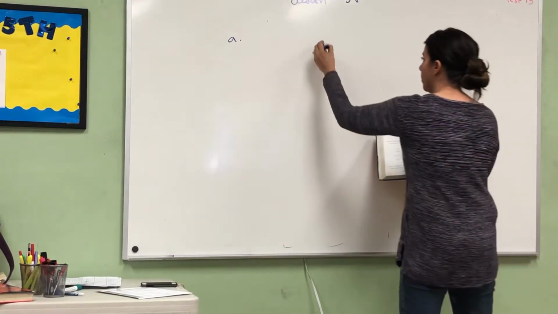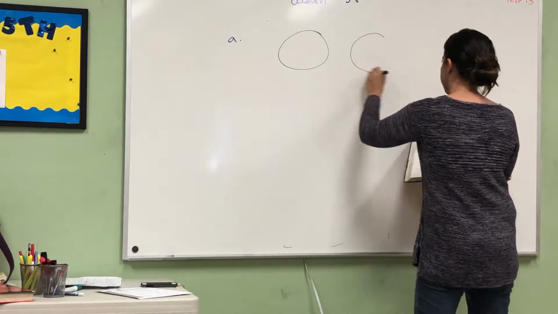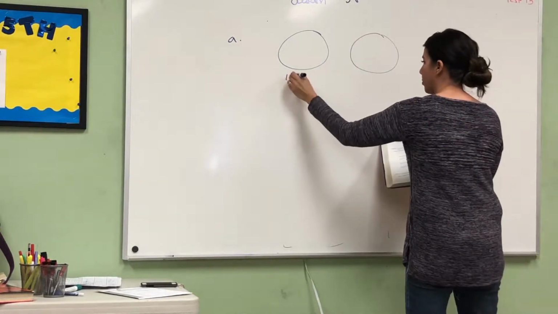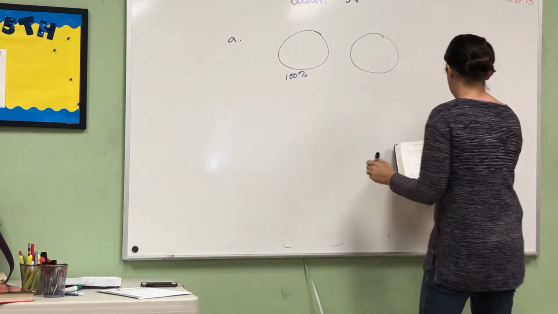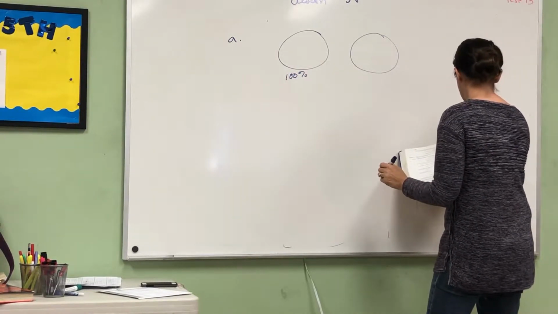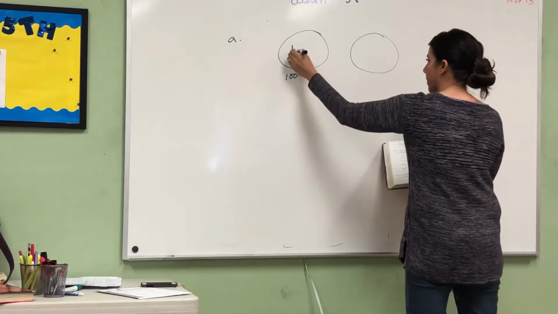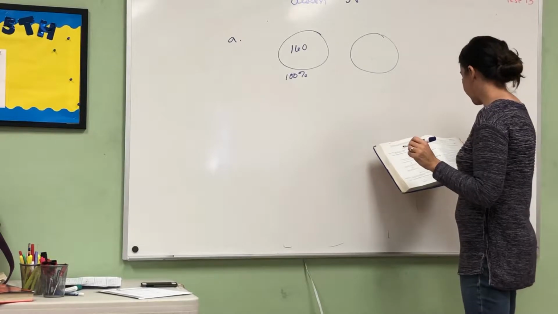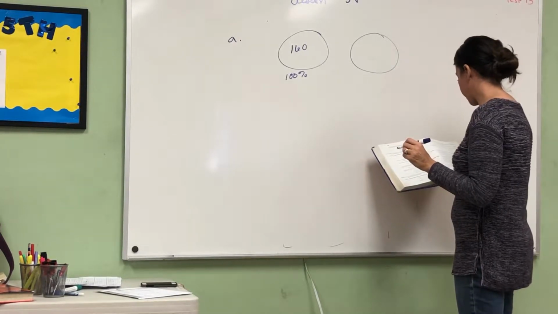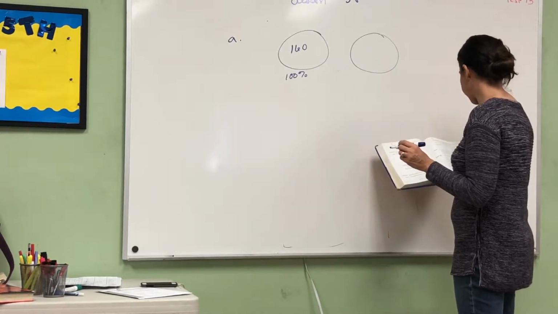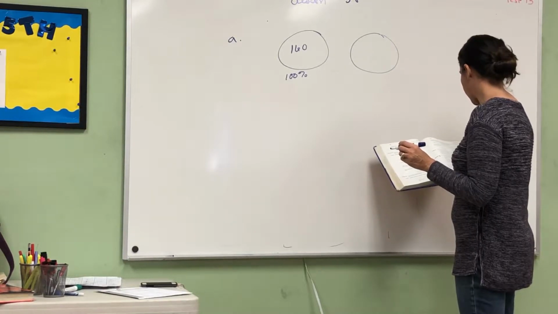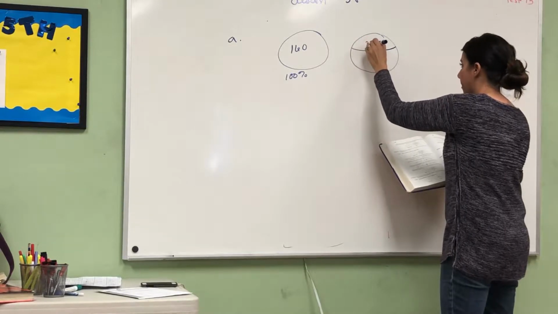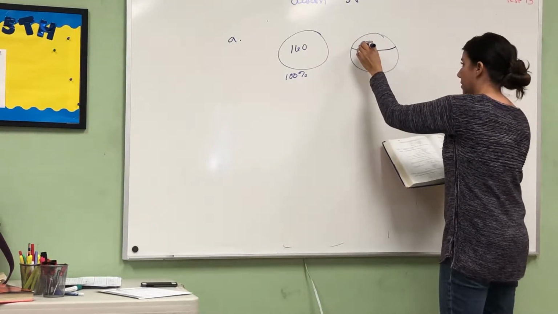So, you draw a little diagram here, and say if you had 100% of your bagatellas, that's what you started with, 160. And then they had 32 left, so that's what was left.